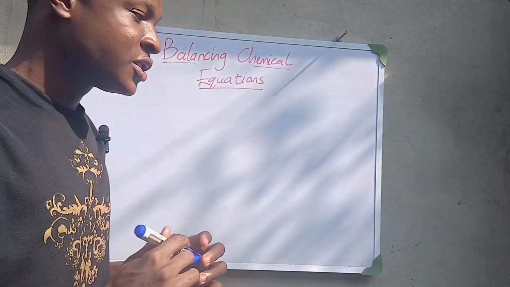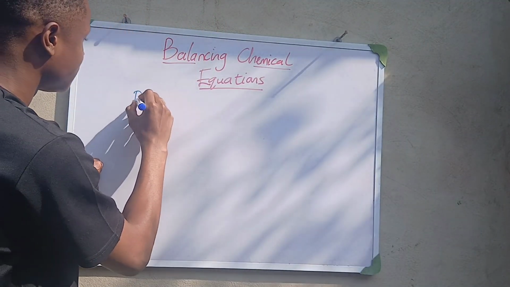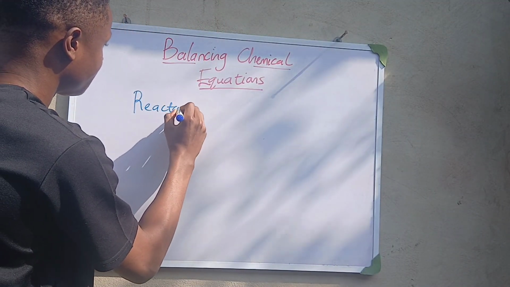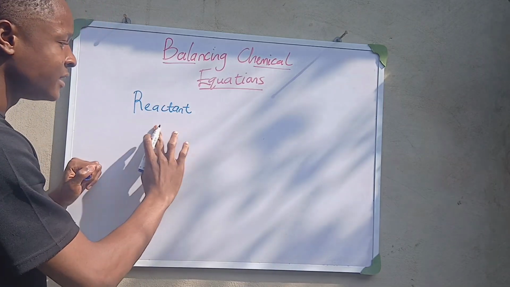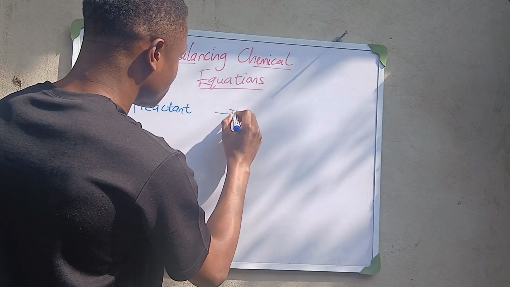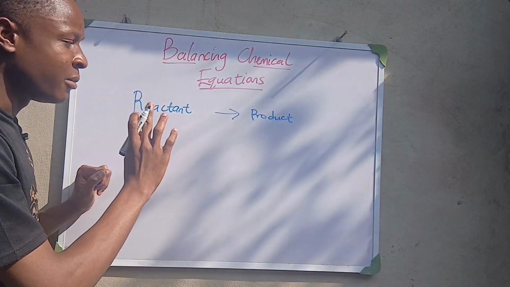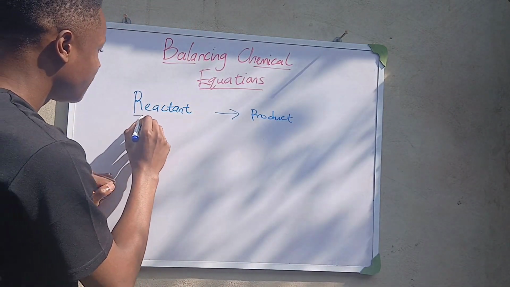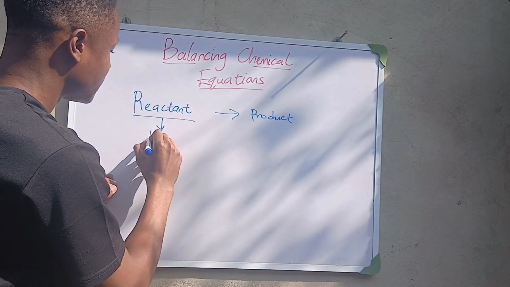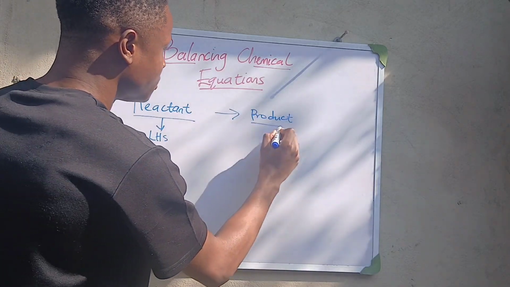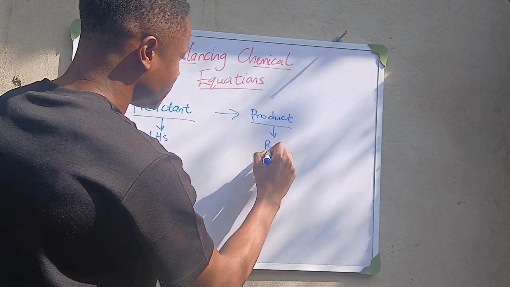In a chemical reaction we have a reactant which reacts to form a product. So when we write a chemical equation, we always have the reactant on the left hand side and the product on the right hand side.